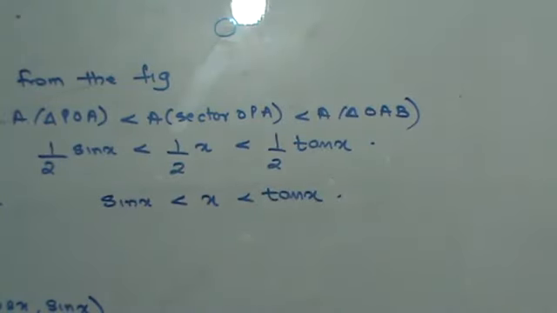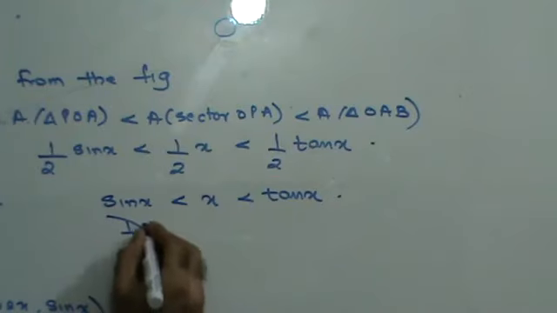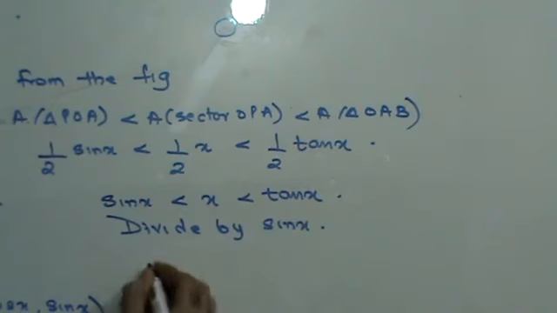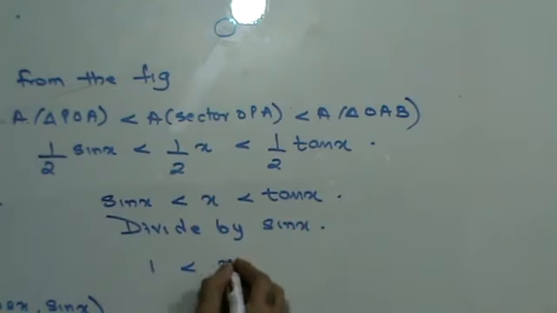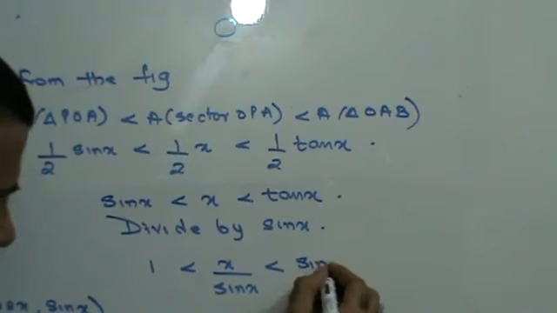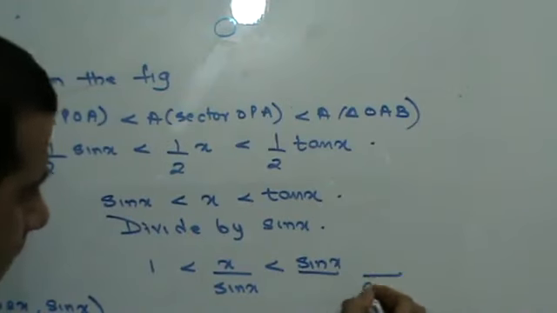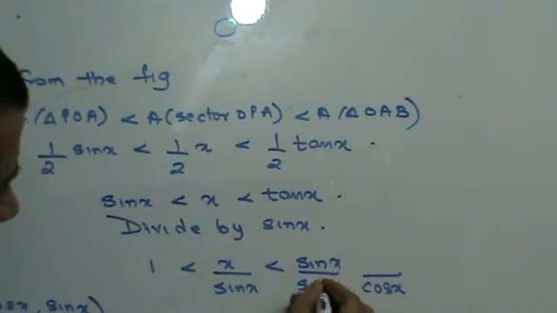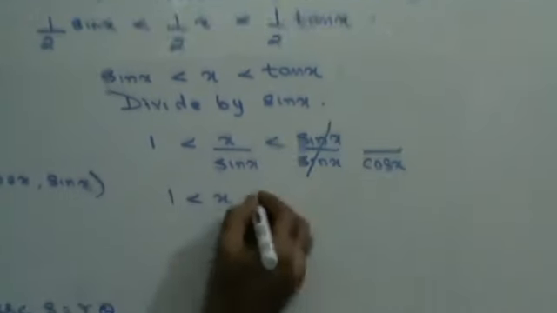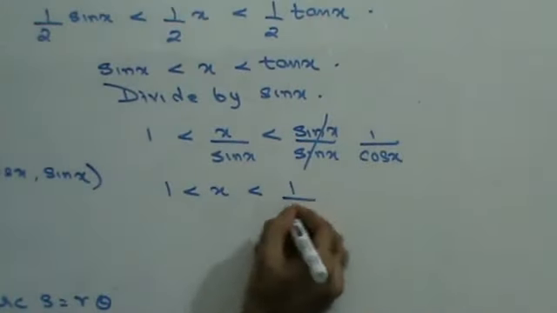Divide throughout by sin x. If I divide by sin x, I'll get 1 is less than x upon sin x is less than tan x, which can be written as sin x upon cos x, and I'm dividing by sin x, so this will get cancelled. So you will get 1 is less than x upon sin x is less than 1 upon cos x.